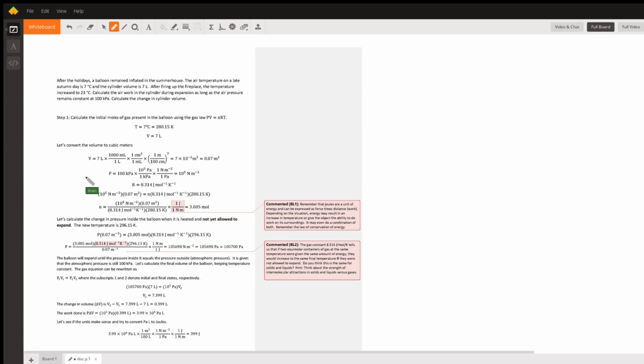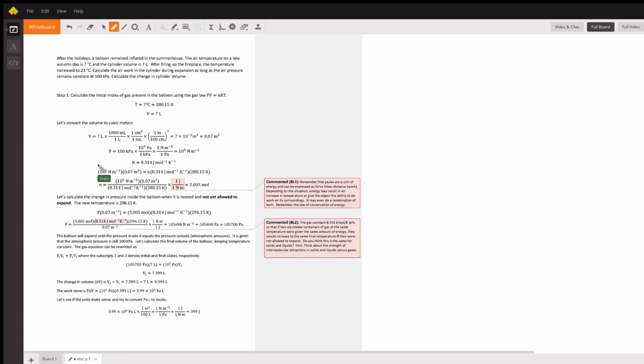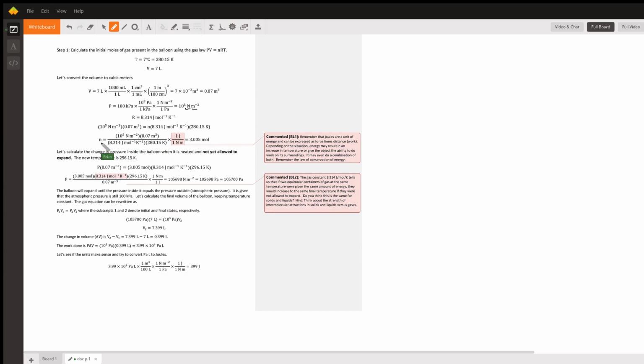I think it's also important that I convert the units of pressure from kilopascals to newtons per meter squared. Pressure is force, newtons, divided by area, meters squared. And so the gas constant is 8.314 joules per mole per Kelvin. And so I solve for n. I'm going to get 3.005 moles of gas.